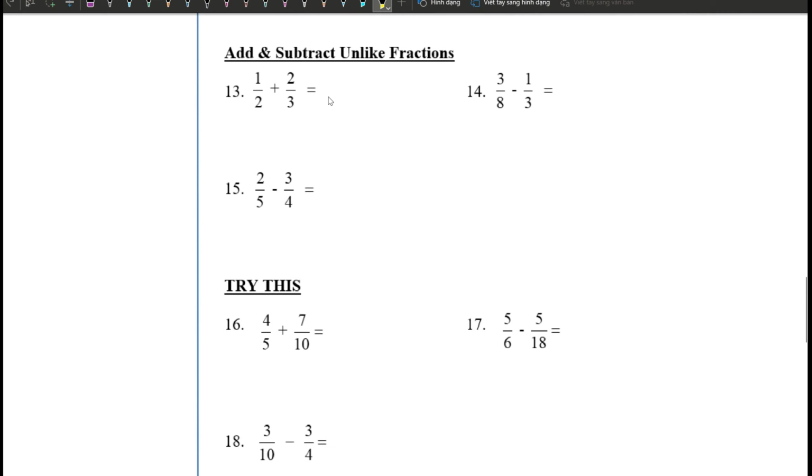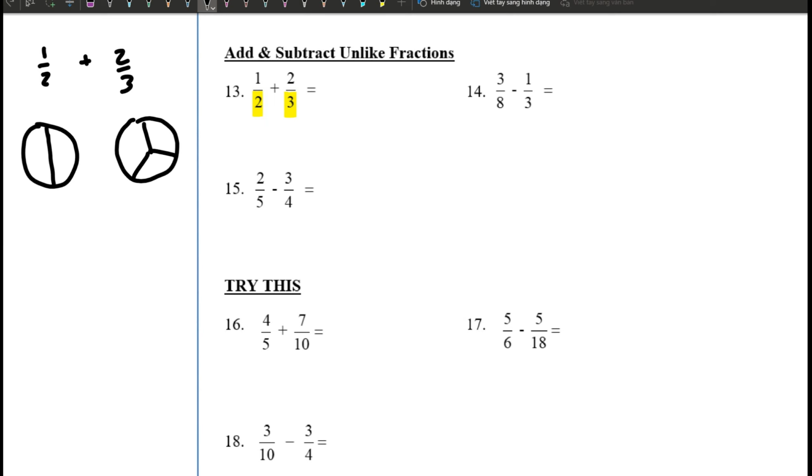So now we add 2 fractions that don't have the same denominator anymore. So how do we do it? First, look back at the problem. What is 1/2 plus 2/3? Right? 1/2 means that you have a pizza, you cut it in half. Then you combine it with the pizza that has 3 slices, and you have 2 slices out of 3 slices. You have this slice and this slice, and for 1/2 you have this much.